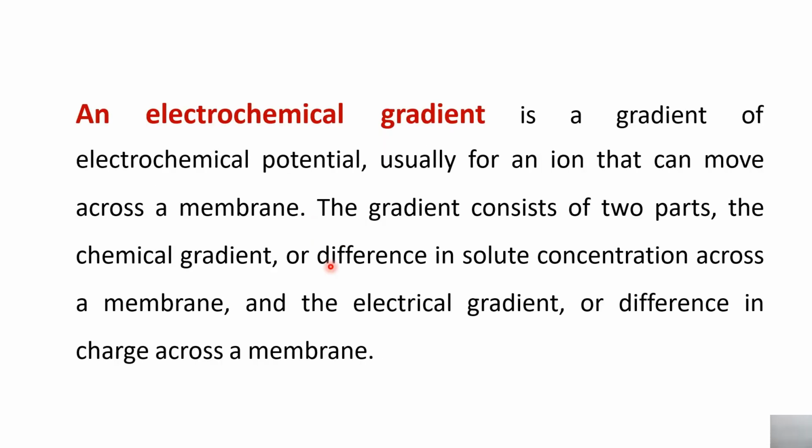If we talk about electrochemical gradient, it's a gradient of electrochemical potential, usually for an ion that can move across the membrane. The gradient consists of two parts: the chemical gradient, or the difference in solute concentration across the membrane, and the electrical gradient, or difference in charge across the membrane.